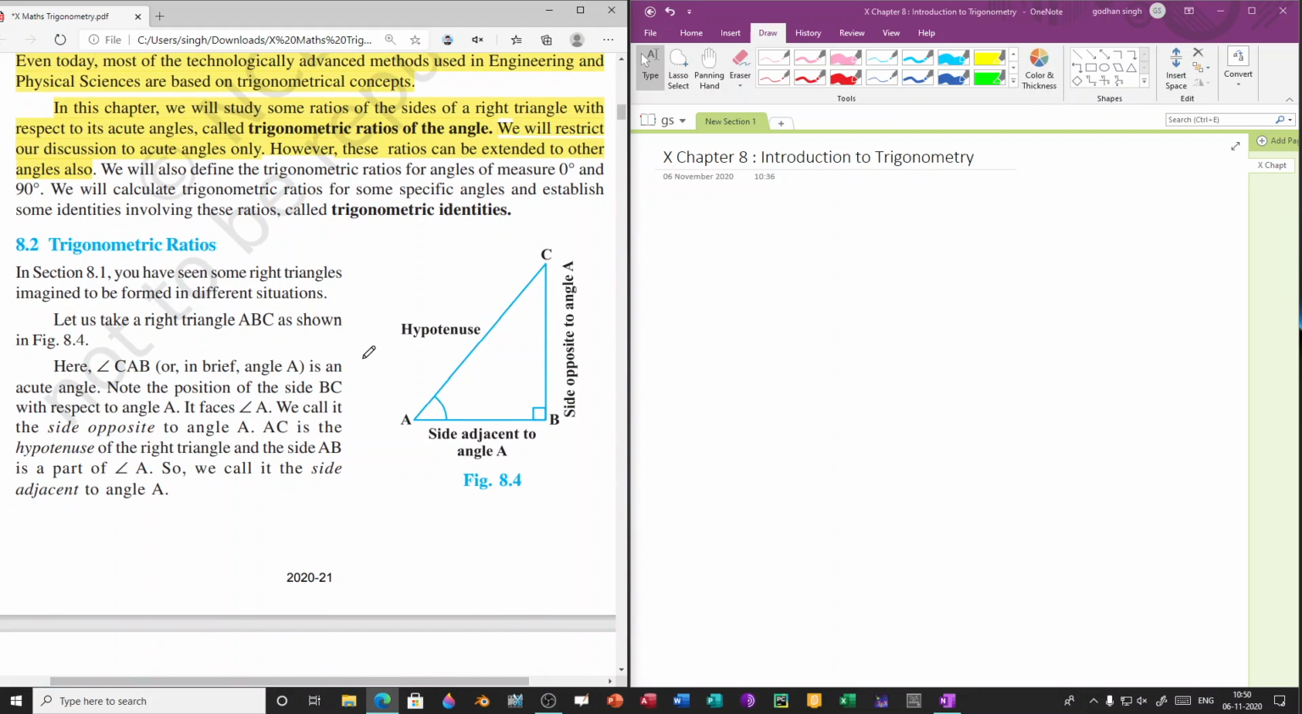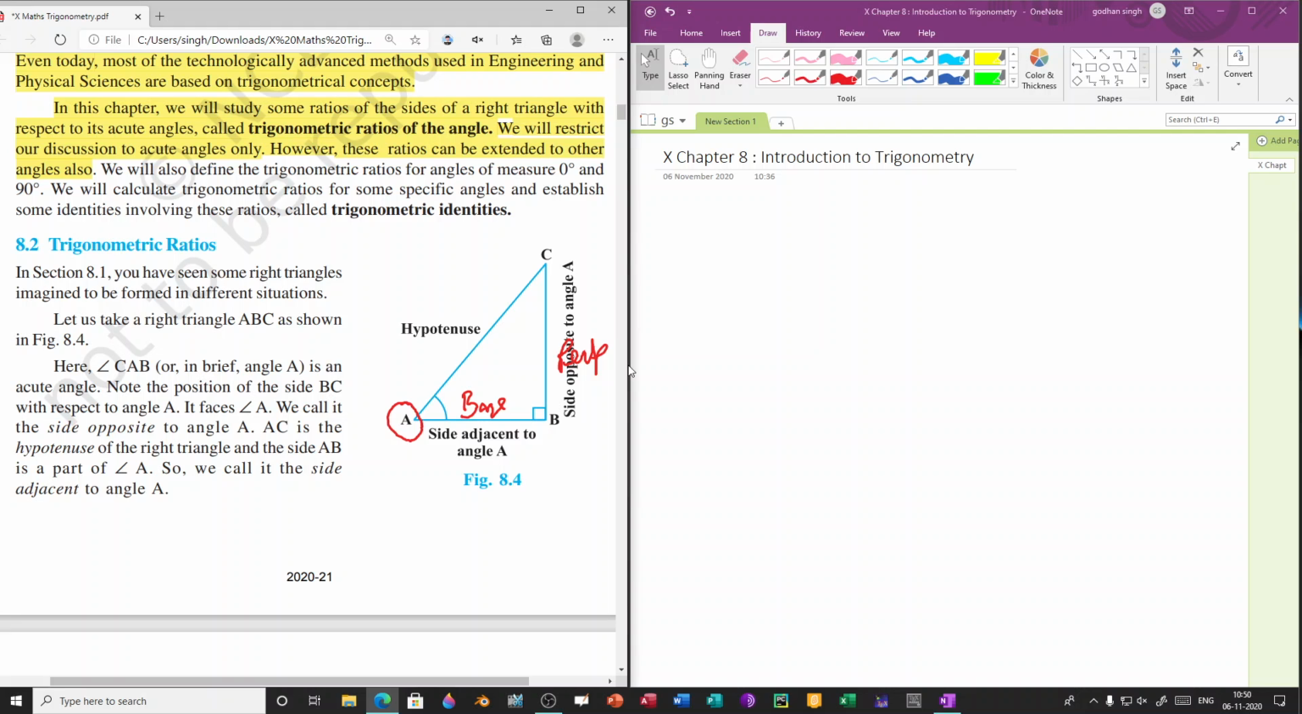So, let us see this figure. We are having a right triangle here, and suppose we consider angle A, then there are two sides, or we can say the arms. One is AC, another one is AB. The longest side in a right triangle is known as hypotenuse. So, AC will be the hypotenuse, and the other side will be known as base for angle A, and the side opposite to the angle which we are considering, that is the side BC, is known as perpendicular. This is what we have to remember.